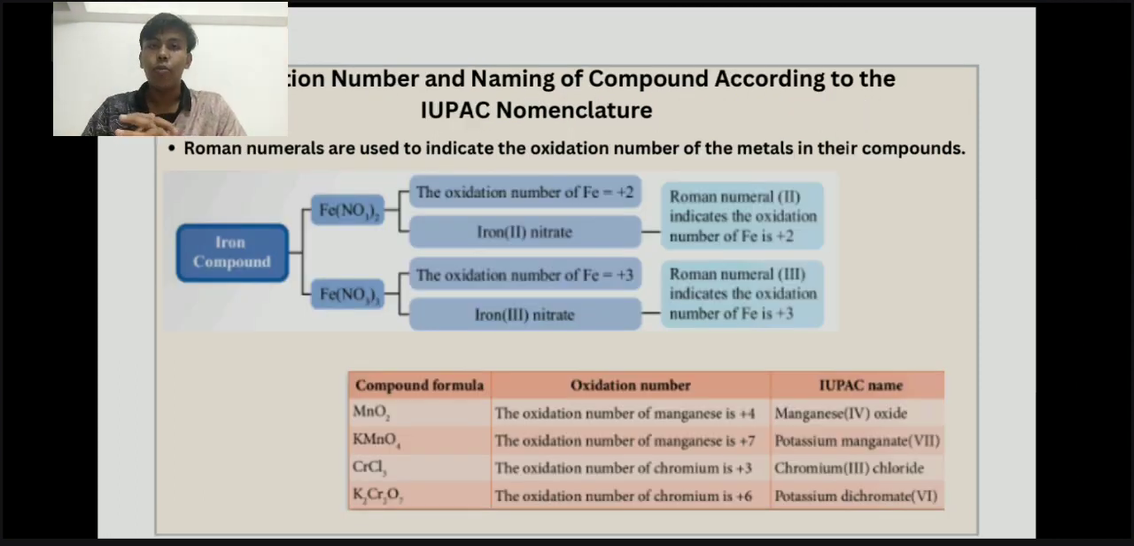In this part, you'll be learning the oxidation number and the naming of compound according to the IUPAC nomenclature. Roman numeral is actually being used to indicate oxidation number in an element. As you can see, the example here, you have ferrum 2 and ferrum 3 ion. The rest you can refer to the table below.